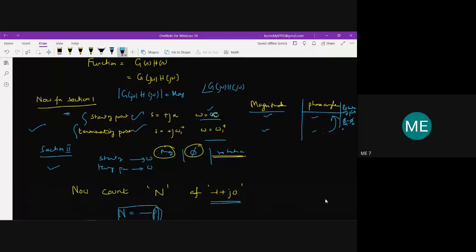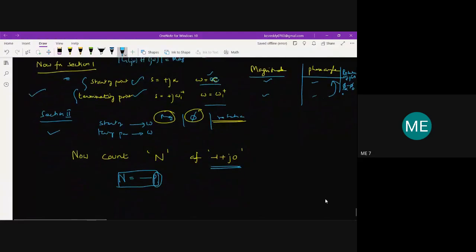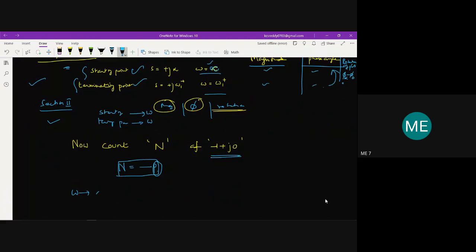Omega is minus infinity to plus infinity. So when the starting point is minus j infinity and the ending point is plus j infinity, we take omega from minus infinity to plus infinity. The magnitude of this is going to become 0 for both the starting and terminating points in this case.